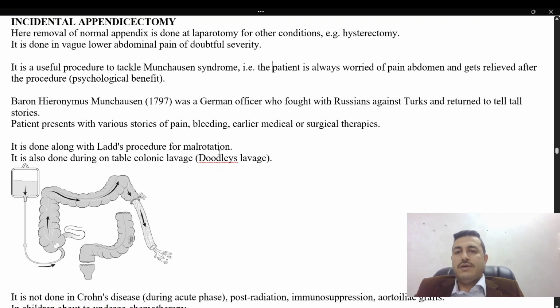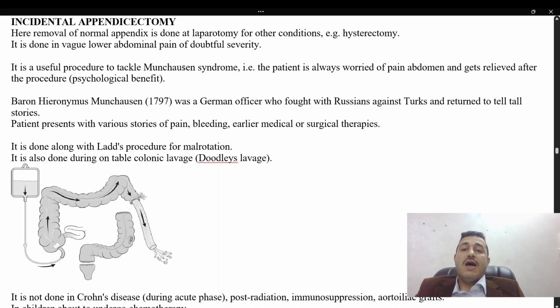And the first scenario is when the diagnosis is vague. We have vague abdominal pain and we proceed. We found appendectomy, we do not find any other causes, so we proceed to incidental appendectomy.